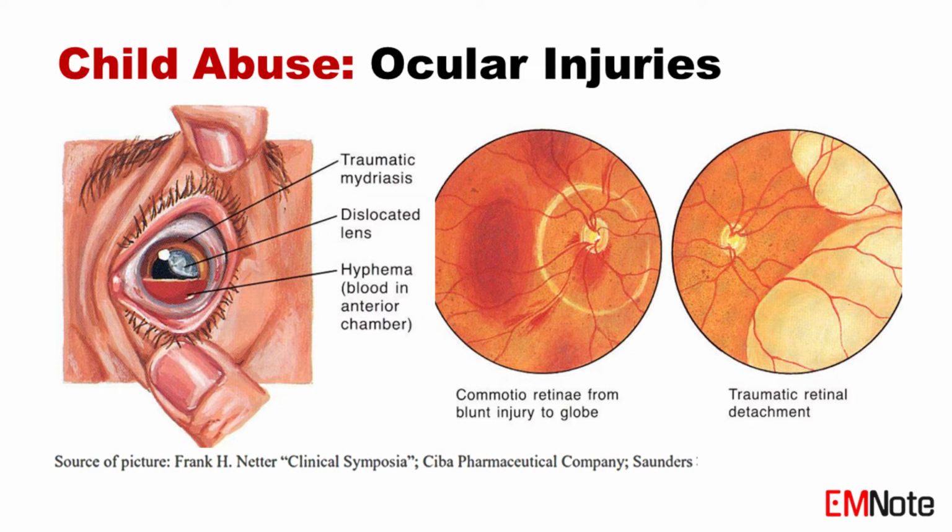Ocular injuries. Blood in the anterior chamber of the eye, hyphema, can be caused by blunt force trauma to the head. Retinal hemorrhage is a potential indicator of abuse. It can be caused by blunt head trauma. Retinal detachments can occur due to significant head trauma, raising concerns for abuse.